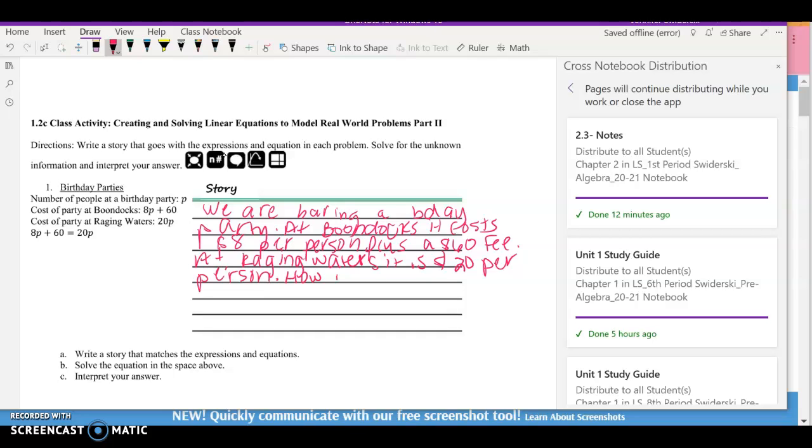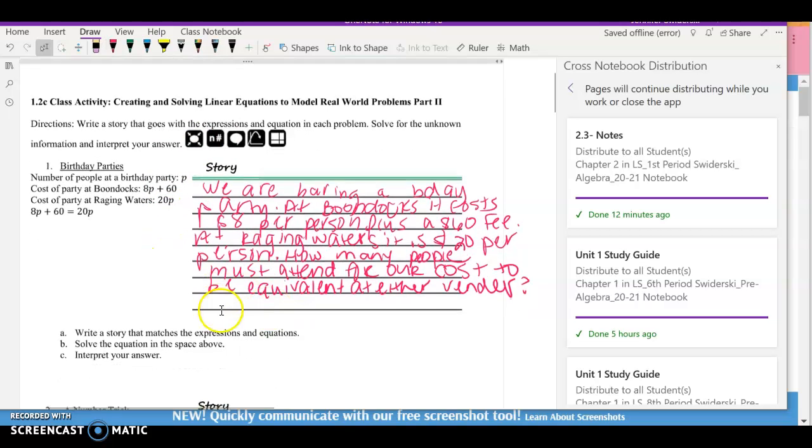How many people must attend for our cost to be equivalent at either vendor? Okay, so write a story that matches the expressions and equations above. Done. Solve the equation in the space above.